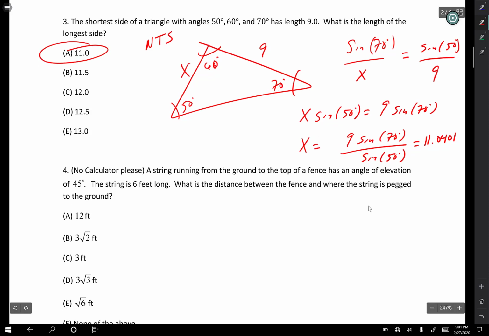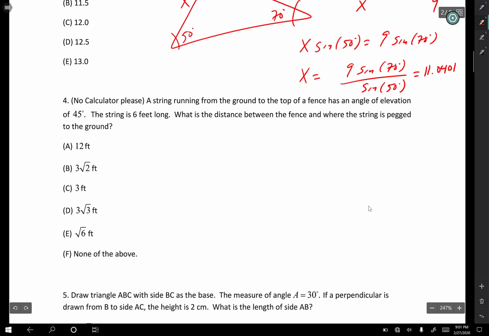Okay. This one here, I think you can do without a calculator, guys. It's taken directly from a UH assignment. It says the string running from the ground to the top of a fence has an angle of elevation of 45 degrees. The string is 6 feet long. What is the distance between the fence and where the string is pegged to the ground?